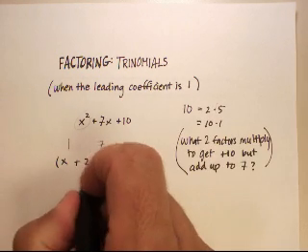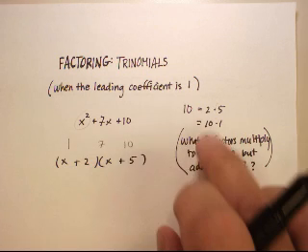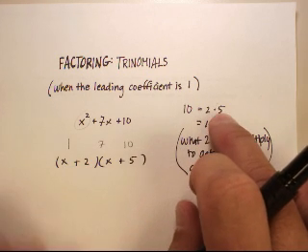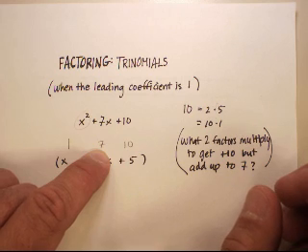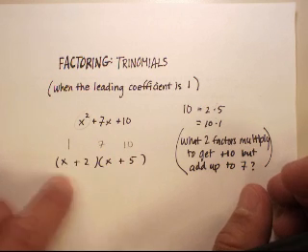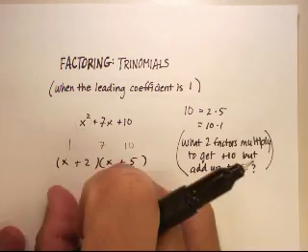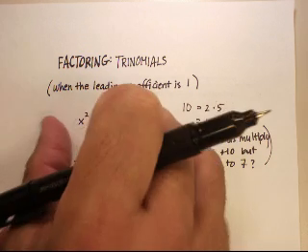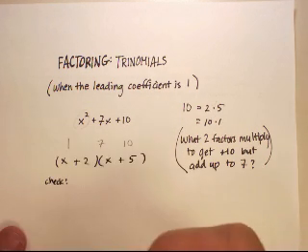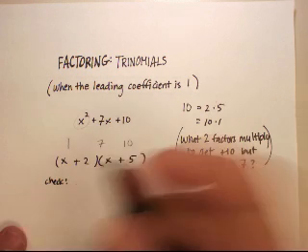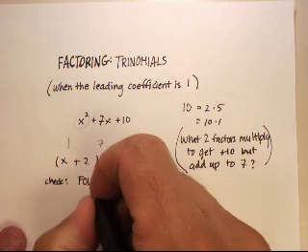So plus 2 plus 5. When you multiply those two, you get 10, but when you add those two, you get 7. All right? And this basically ends up being your binomial times your binomial to get this trinomial. How do we know that? We're going to check it. And you check it by using FOIL.